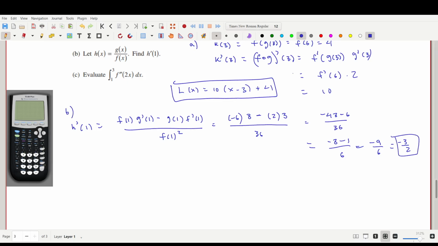Just plug and chug. C, evaluate that double derivative. Okay, well, I can use FTC to realize that's just f prime of, oh, I gotta find an antiderivative. Okay, that's kind of annoying. What do you think?